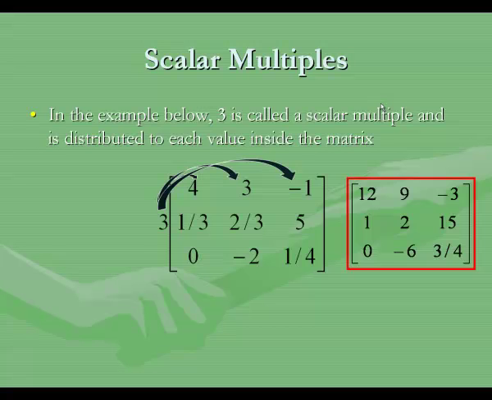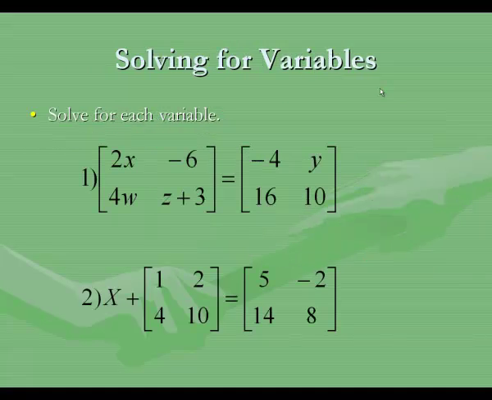Now you do the next row. 3 times 1/3 is 1, 3 times 2/3 is 2, 3 times 5 is 15. Now we do the third row. 3 times 0 is 0, 3 times -2 is -6, 3 times 1/4 is 3/4. Scalar multiples multiply by everything inside the matrix.